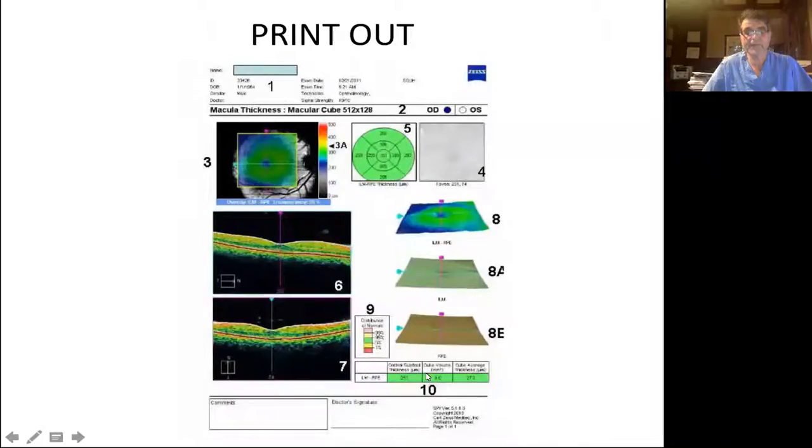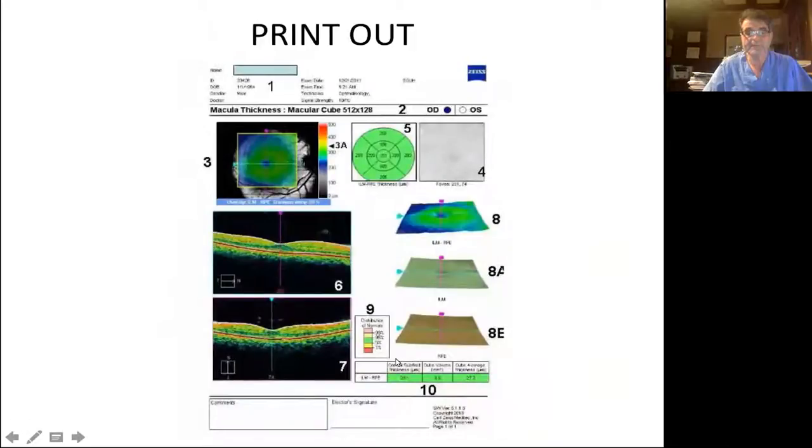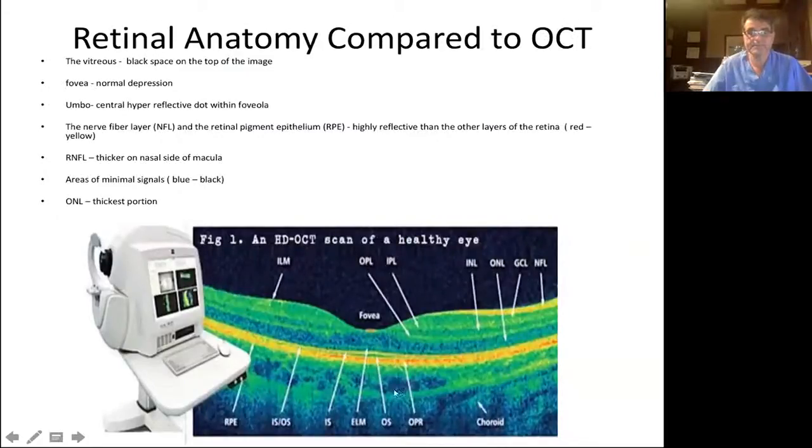Beneath the fovea, we can see the ellipsoid zone, and we can see the external limiting membrane. The internal limiting membrane is on the surface of the retina. The RPE is this orange line, and the choroid as well as the choroidal vasculature is shown at the bottom of the scan.